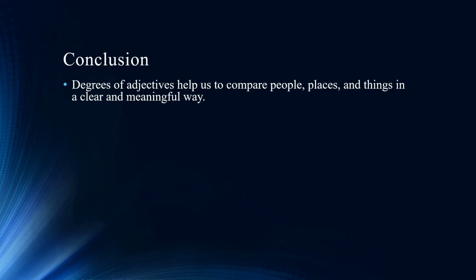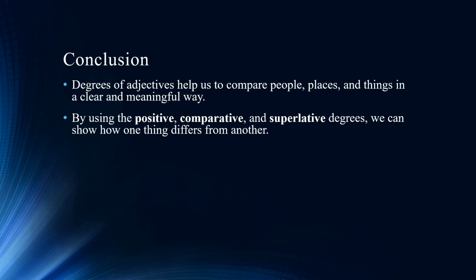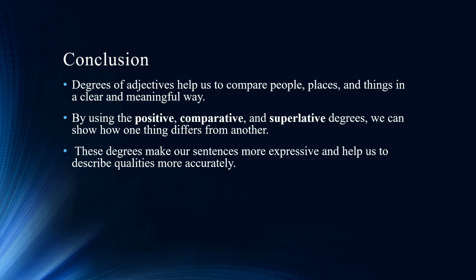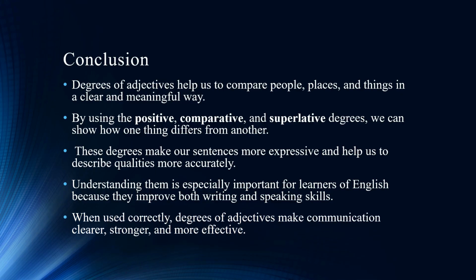Conclusion: degrees of adjectives help us to compare people, places, and things in a clear and meaningful way. By using positive, comparative, and superlative degrees, we can show how one thing differs from another. These degrees make our sentences more expressive and help us to describe qualities more accurately. So understanding these degrees is very important for learners of the English language because they improve both writing and speaking skills. When we use these degrees correctly, they make our communication clearer, stronger, and more effective.